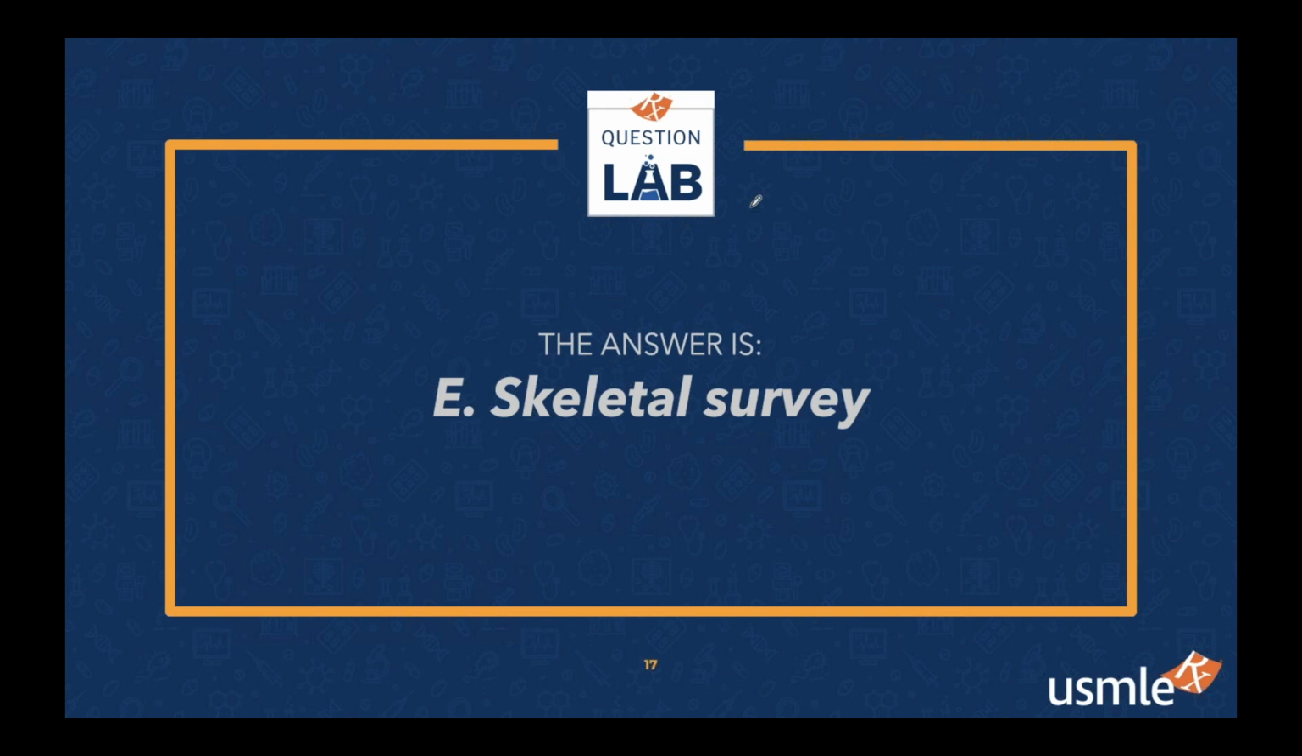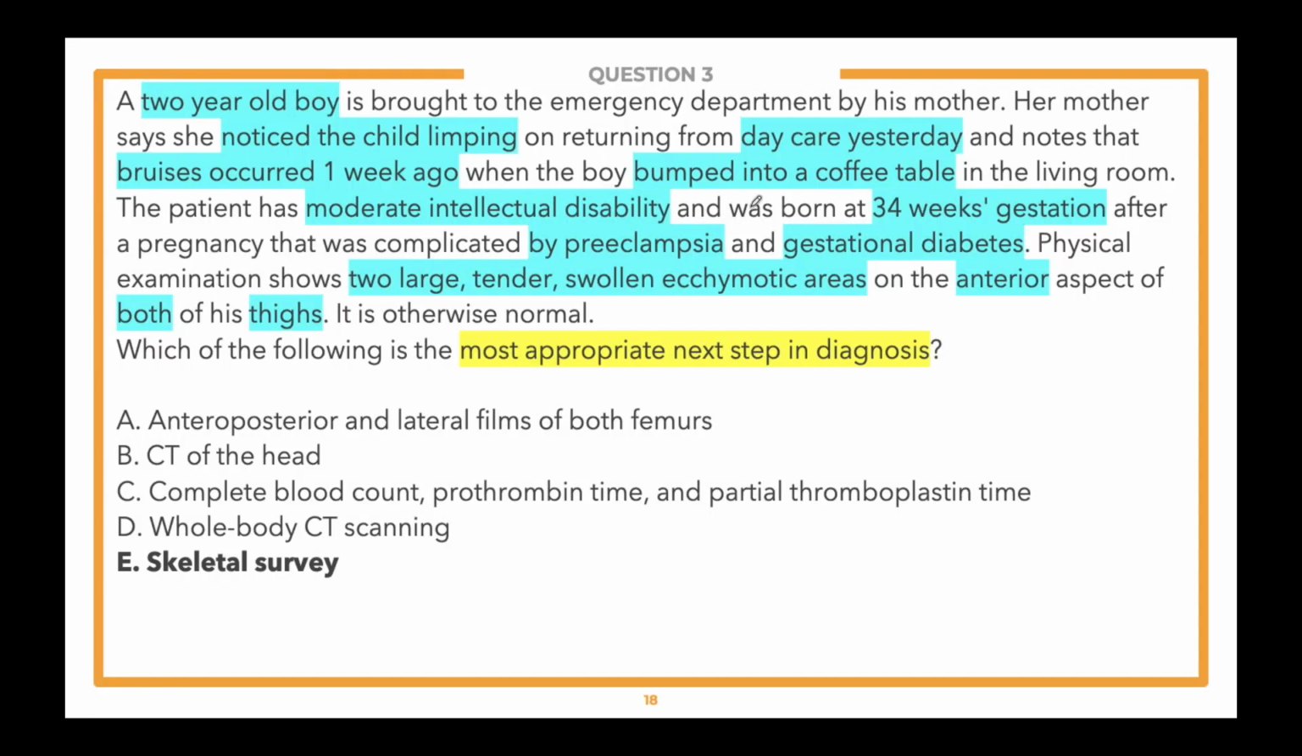Thank you, Sean. Yes, definitely a tough question here. So what's going on here? Let's take a look at this question a little bit more in depth, okay? So if we look at our vignette, we see that this is a 2-year-old boy, right? And he was born prematurely at 34 weeks, and he does have moderate intellectual disability, okay?